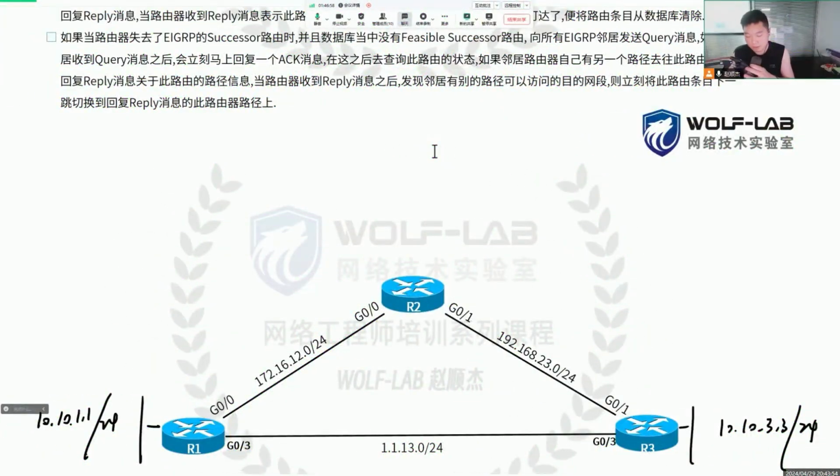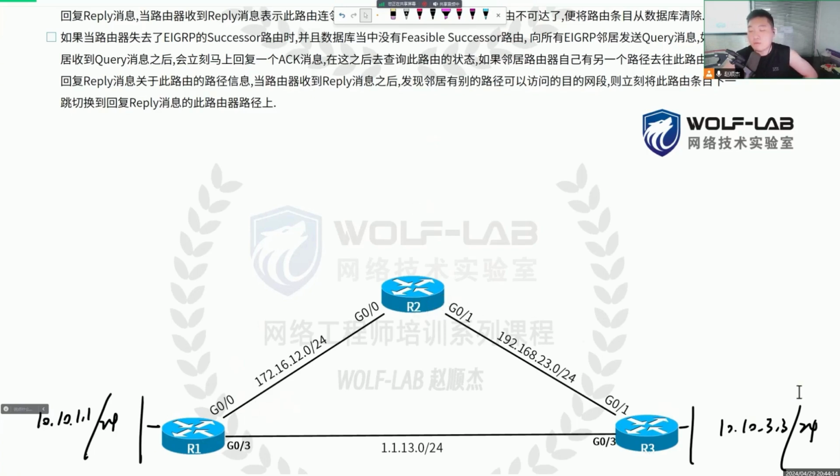So next, let us continue discussing our query mechanism. We just talked about two situations. One situation is that our neighboring router does not have this route at all. Then we directly delete this routing entry from our database. This routing entry is no longer available.